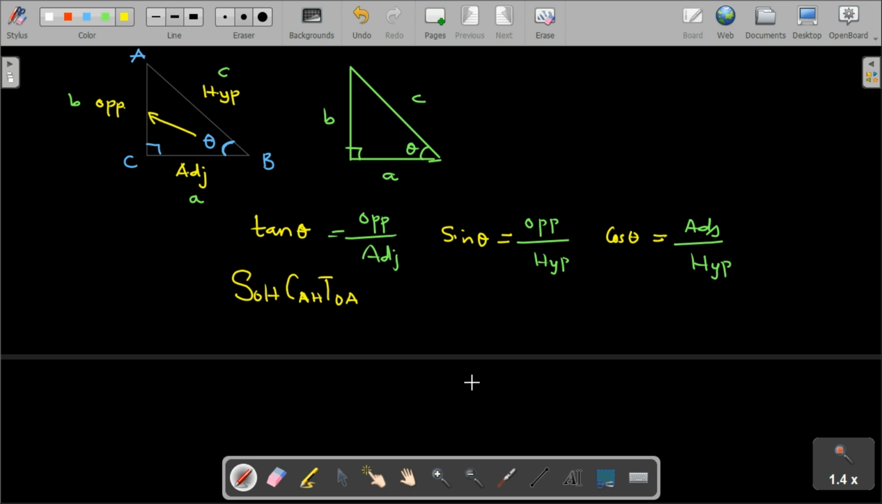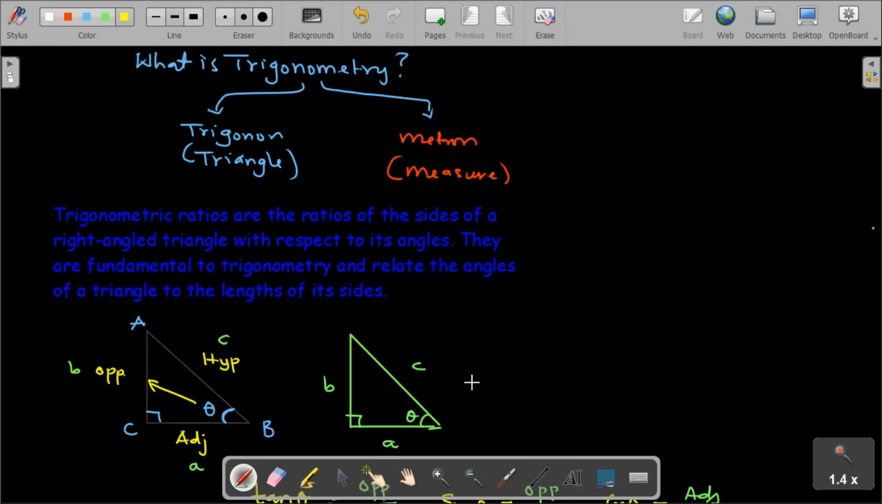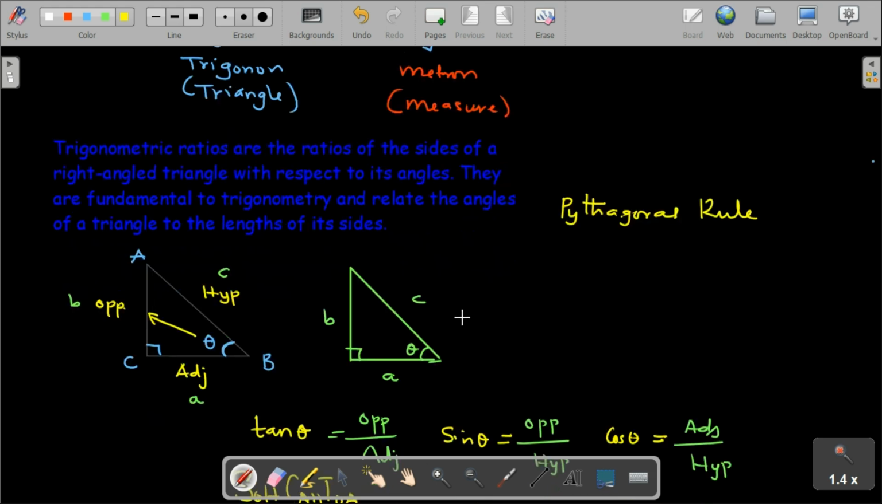Now, before we delve too deep into the trigonometric ratios, there is another very important concept about the right angle triangle. That is the Pythagoras theorem, popularly known as the Pythagoras rule. Call it the Pythagoras rule, or the Pythagoras theorem. It shows the relationship between the sides of a right angle triangle. It states that the square of the hypotenuse of a right angle triangle is equal to the sum of the squares of the remaining two sides.